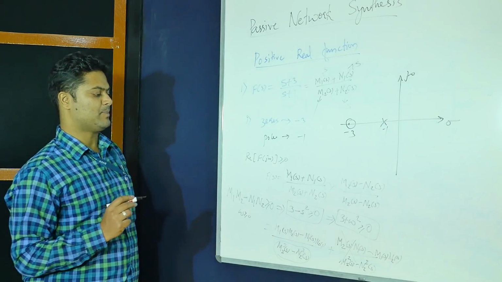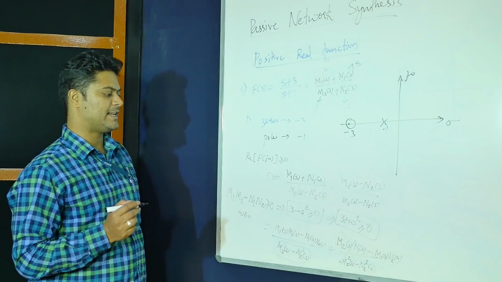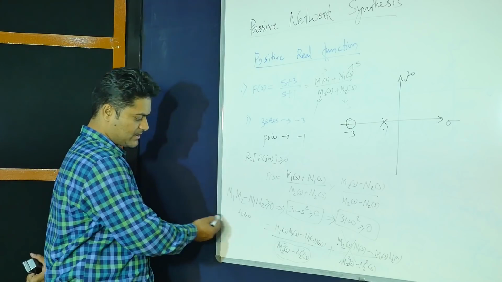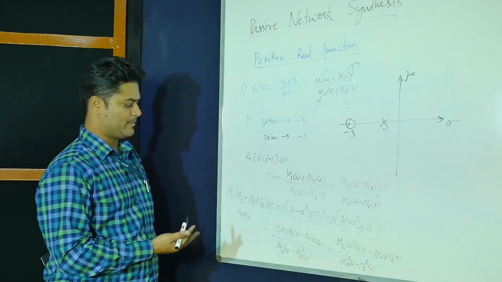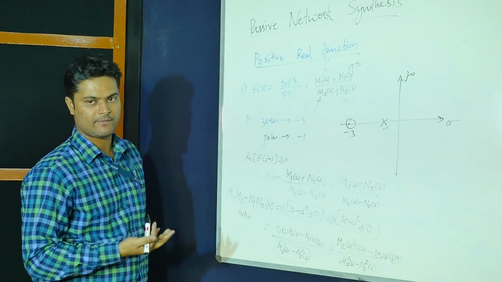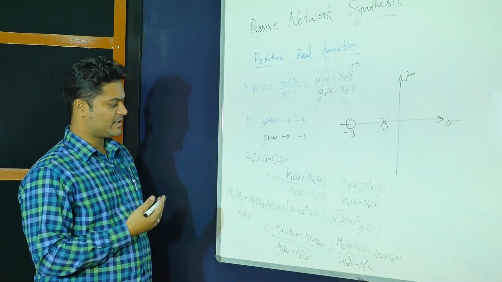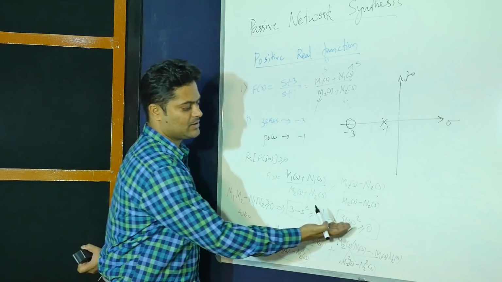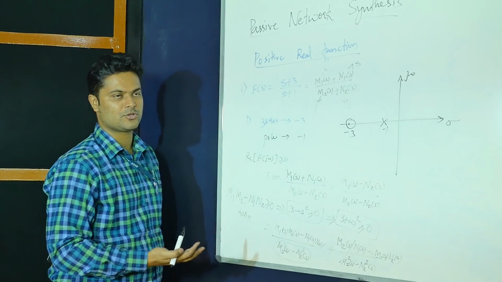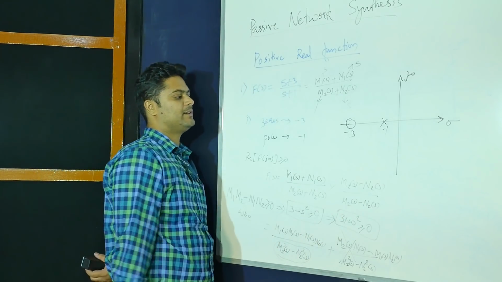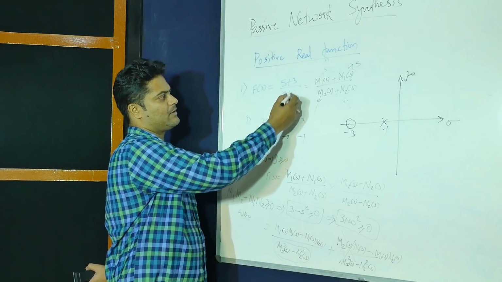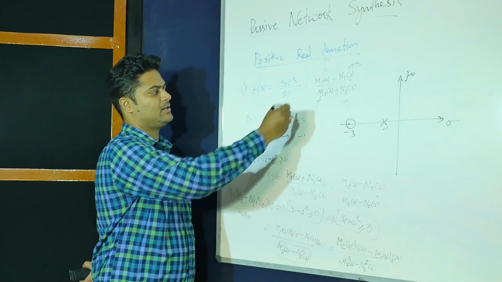Is 3 plus omega square greater than or equal to 0 for all omega? Yes. Keeping omega equal to 0, f of j omega is 3, the real part of that. Keep on increasing the omega value, and the term will keep increasing, so it will be positive. Hence, this is a positive real function. For a simple problem, it looks tedious.